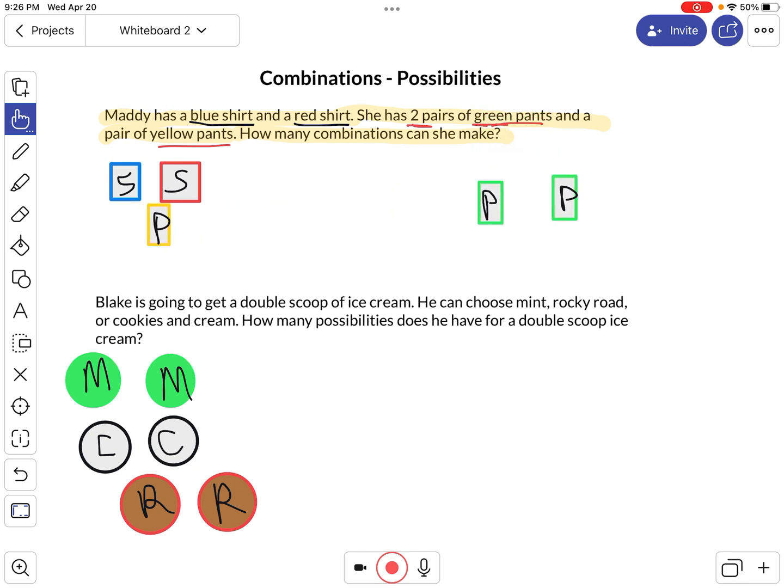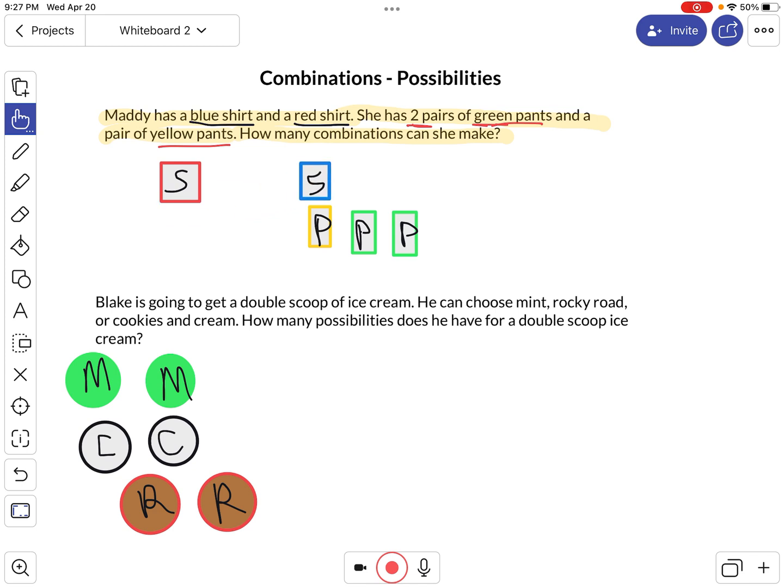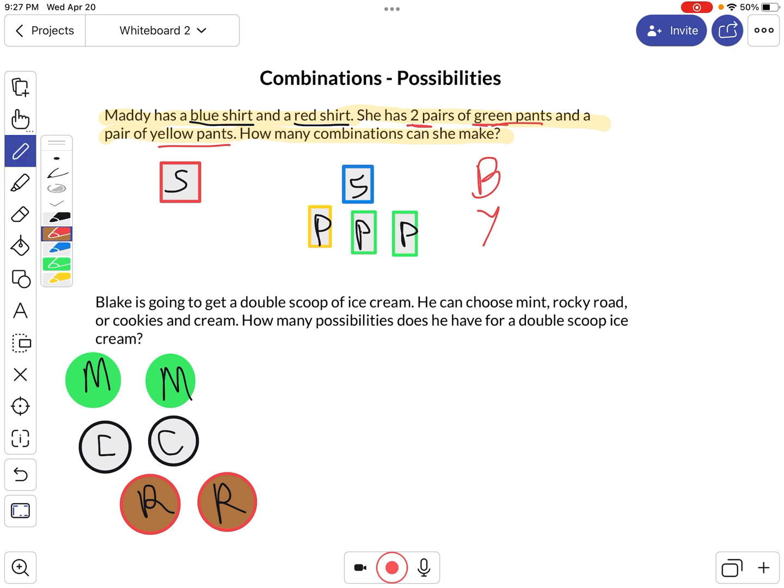Now what I'm going to do is put these together in some combinations, different outfits. I'm going to put all the pants first. And then I'm going to put 1 shirt with each of them. So what I have here is a blue shirt with yellow pants. That's the blue-yellow combination. Then I can do the blue shirt again with some green pants.